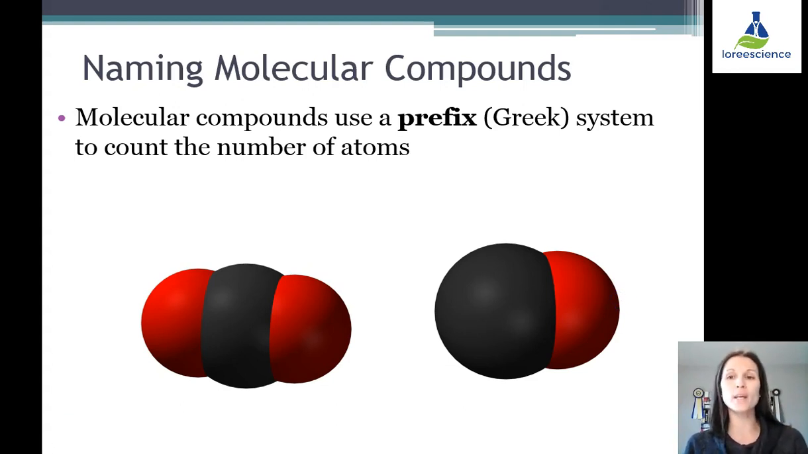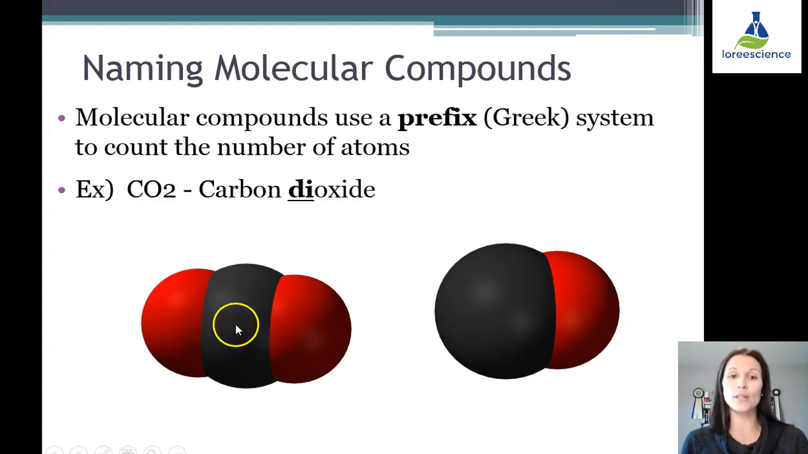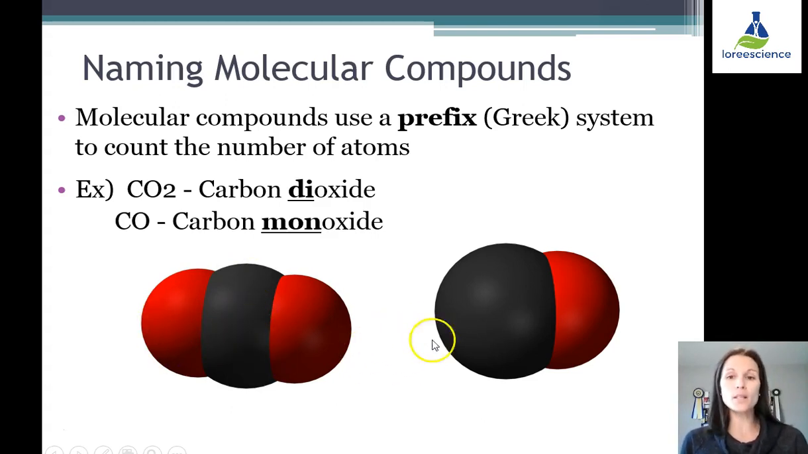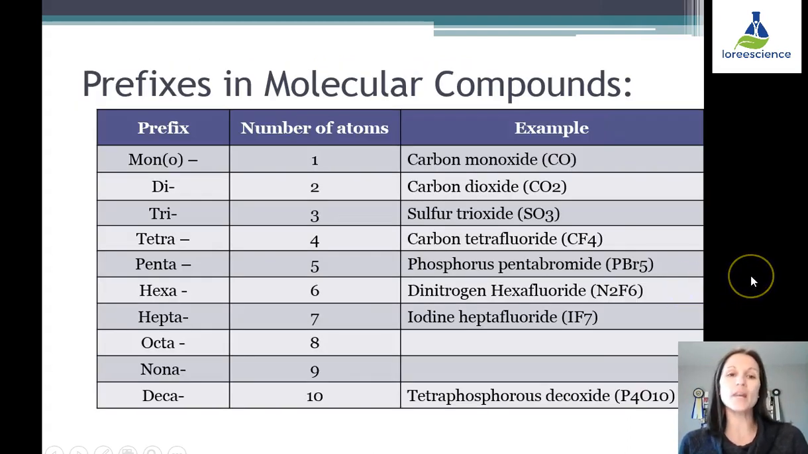They use the Greek prefix system, and that allows us to essentially count or know based on the name how many of each atom are in the molecule. So for example, carbon dioxide, if we look here, we have 1 carbon and 2 oxygens. Carbon monoxide, you have 1 carbon and 1 oxygen. So in the prefixes, and this is on your need to know sheet from the class website, we need to know the prefixes 1 through 10. There are some examples given at the side on how you would use those prefixes.